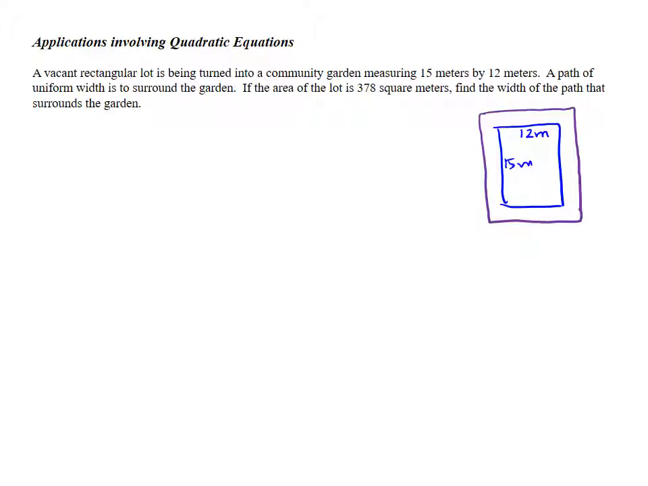Just taking a little moment here, 15 times 12 is actually, I think, 180 square meters. So the remainder of that is going to be made up of the path. What we want to do, according to this problem, is find the width of the path that surrounds the garden. Since we don't know the width, but we know it's a uniform width around, let's let x, the thing we don't know, be the variable in this problem. So x is the width of the path.